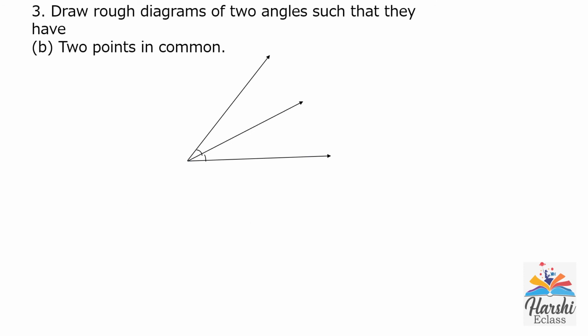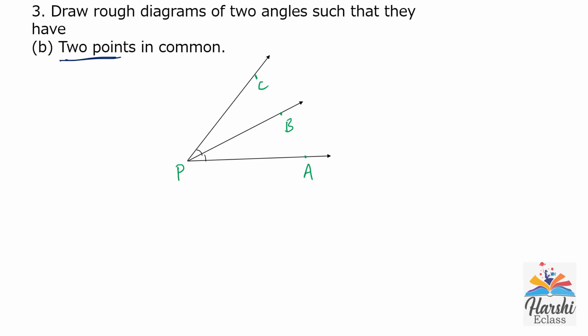Next, second one. Draw rough diagrams to show two angles that have 2 points in common. The previous question was 1 point in common, now 2 points in common. The same type of picture is drawn. Let's label it. I am labeling the common point as P, then rays PA, PB, PC. Two angles are forming, and the 2 points in common are P and B.